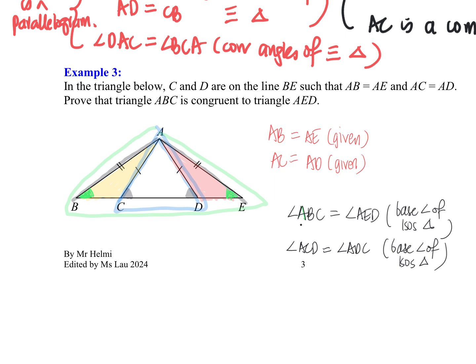So knowing this, I know that these two must be the same, because adjacent angles on a straight line, if you use 180 subtract that, you will get the same angle. So you can actually write angle ACB is equal to angle ADE, and adjacent angles on a straight line.